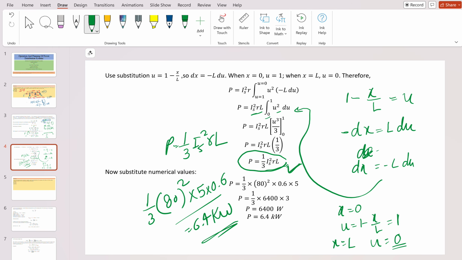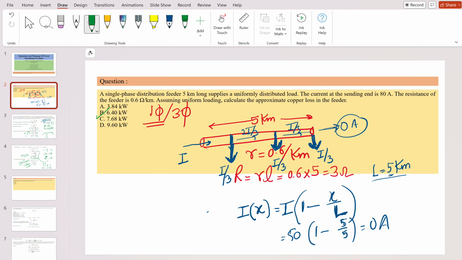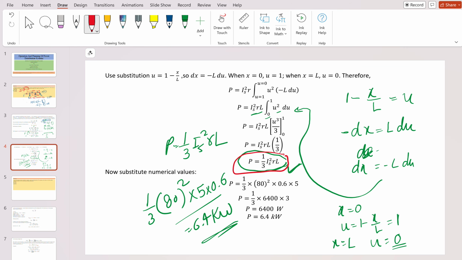Okay, I assume that I have explained this. Whenever you see uniformly distributed loading, you should already remember that this formula is valid for uniform loading, where I have explained that equal current is delivered to each load. So remember that the power loss in a uniformly distributed feeder, which is the copper loss, will be equal to 1/3 Is² R L.